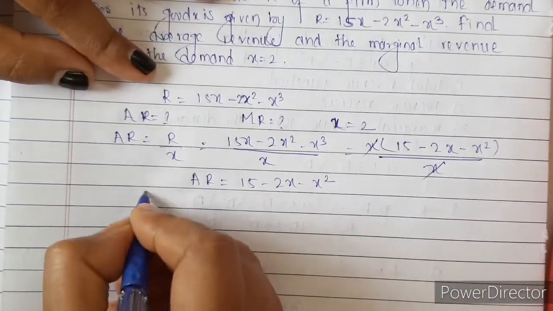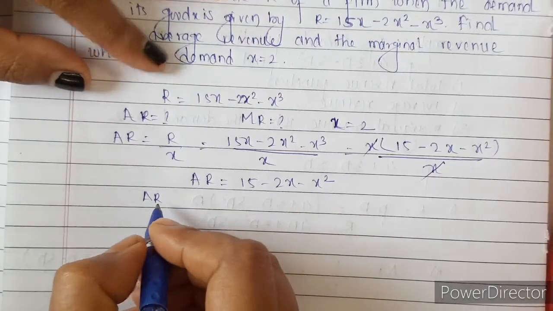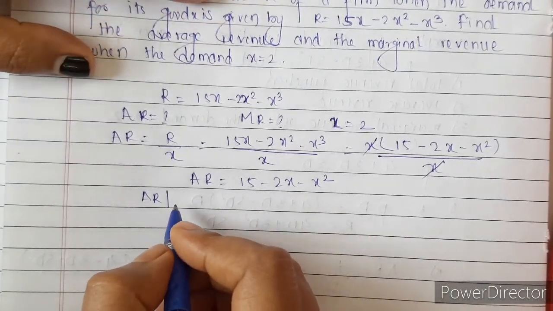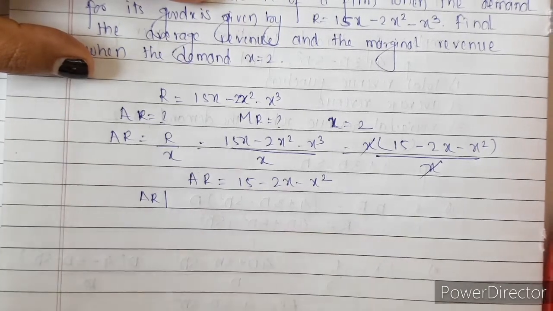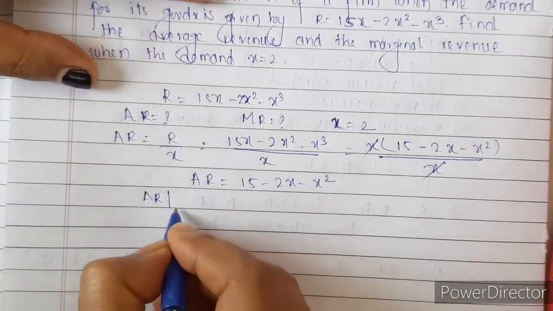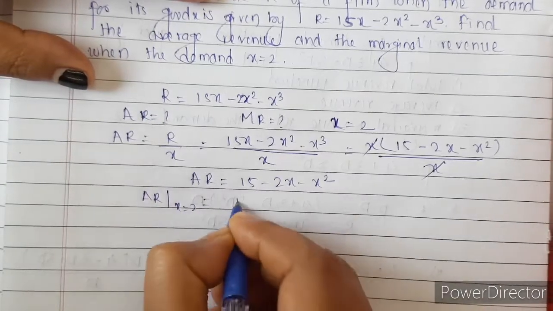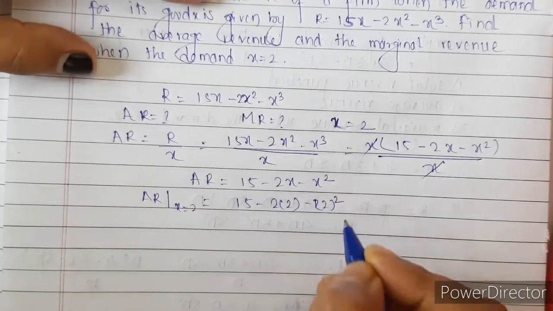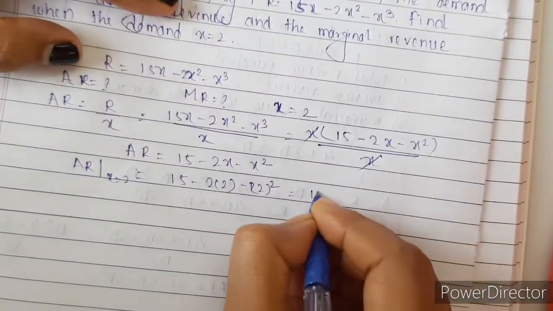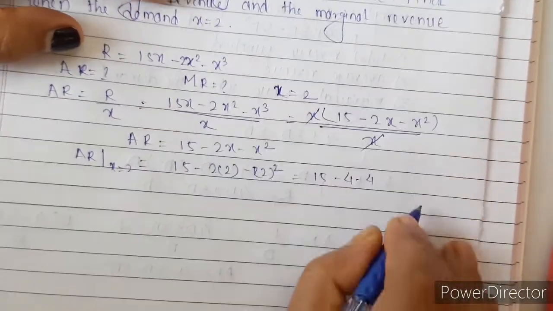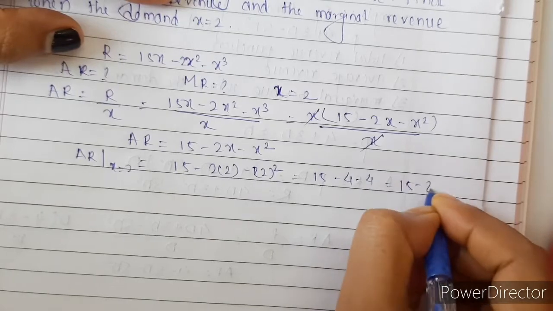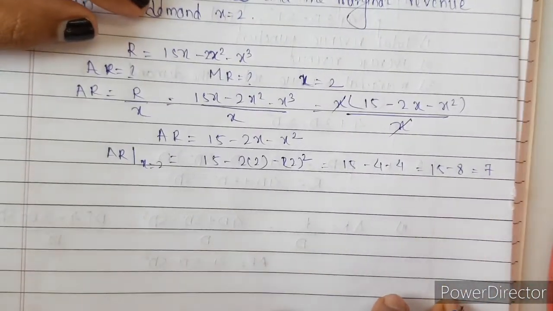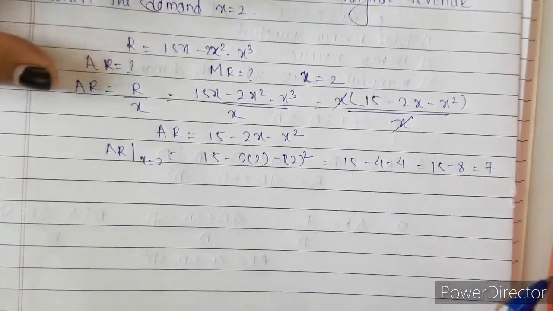We need to find average revenue when demand is 2. When demand is given as 2, this will be 15 minus 2 into 2 minus 2 square. So 15 minus 4 minus 4, it is 15 minus 8, it is nothing but 7. So average revenue when demand is 2 is nothing but 7.